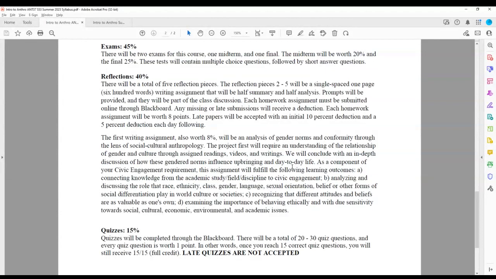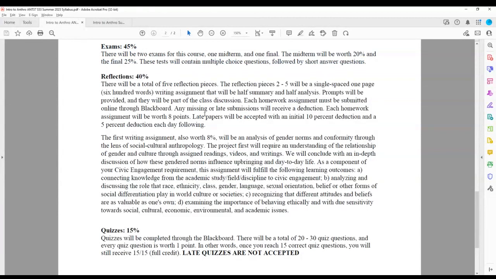The midterm is going to have 20 multiple choice questions and 4 short answer questions, and the final is going to have 40 multiple choice questions and 5 short answer questions. Okay. So those are the two exams that we have, right? That's worth 45% of your grade, though.